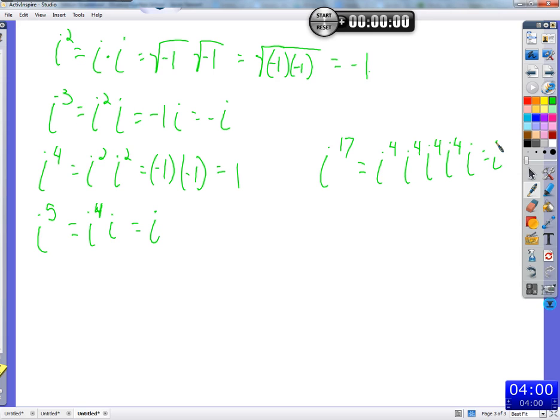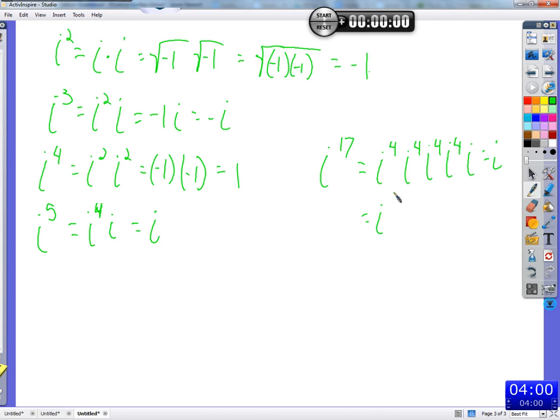So any odd power is going to equal i. Any what now? When you take an odd power, and the power is an odd number, it's always going to equal i. Well, here's an odd power, though, and we get negative i. So I guess we could say if it's an odd power, it'll either come out to be negative i or i. And if it's an even power, it'll come out to be 1 or negative 1.